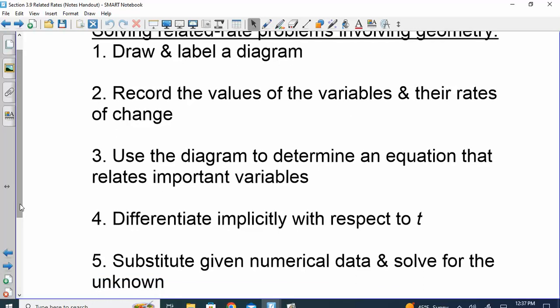Record the values of the variables and the rates of change. This is probably the most important thing you can do. That's step 2, writing out what we have. Then use the diagram to find some kind of equation. If I'm talking about a right triangle, what equation might pop into your mind? a squared plus b squared equals c squared. Yes. If I'm talking about the area of a circle, what equation am I looking at? That's pi r squared. If I'm talking about the volume of a sphere, we might use that formula. So we will have to find some kind of formula that would work in our scenario.